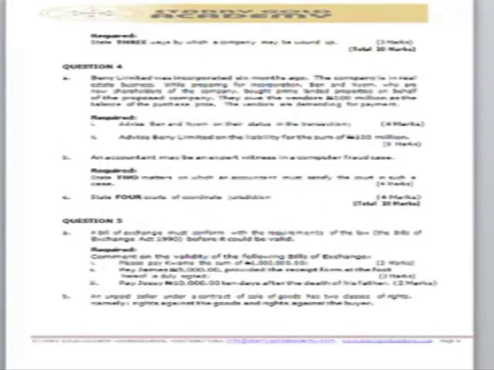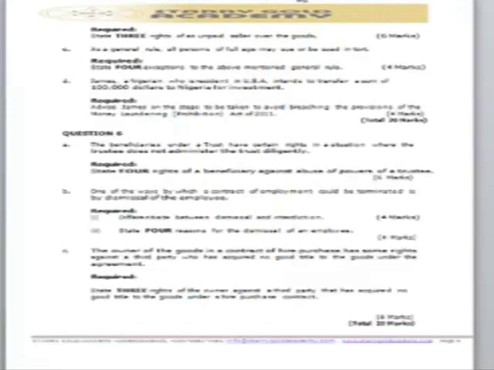Let's go back again. An unpaid seller, yes, okay. He's talking about an unpaid seller. So an unpaid seller has rights over the goods, and also has rights against the buyer. That means he's empowered to deal with the buyer, and also is in a position to deal with the goods because he's not yet paid. It says state three rights of an unpaid seller over the goods. So this one has to do with the goods. So you have to state the power the seller has over the goods.